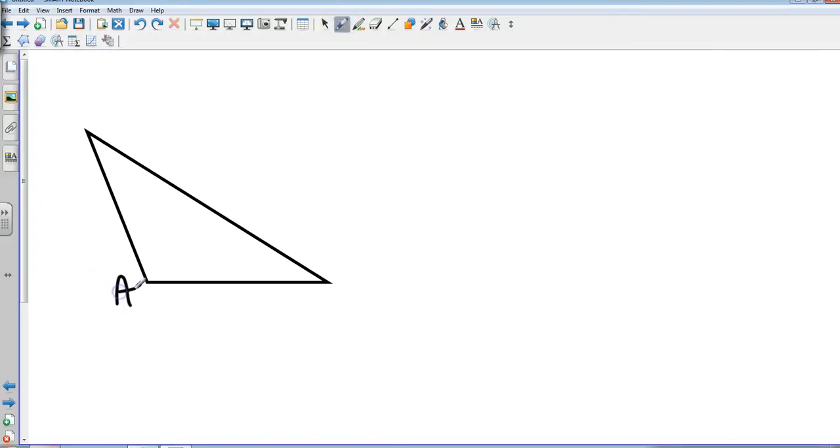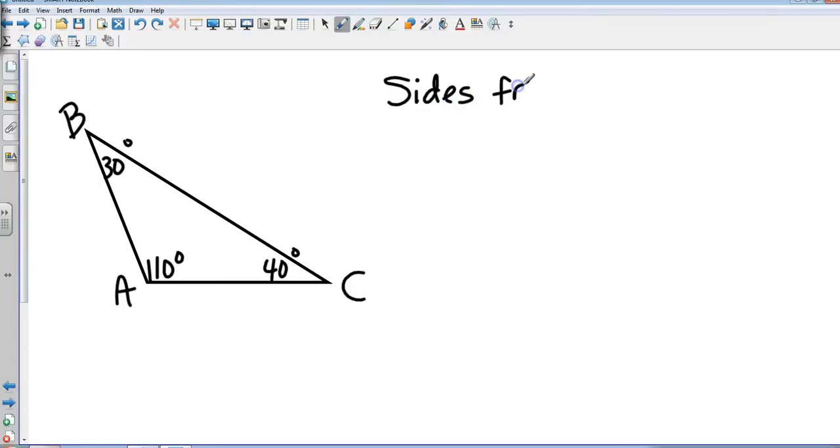Let's call that ABC again. And I'm going to say this is 110. I'm going to say this is 40, which means this one has to be, let's see, that's 150. This one has to be 30. So now I want you to list the sides from least to greatest.